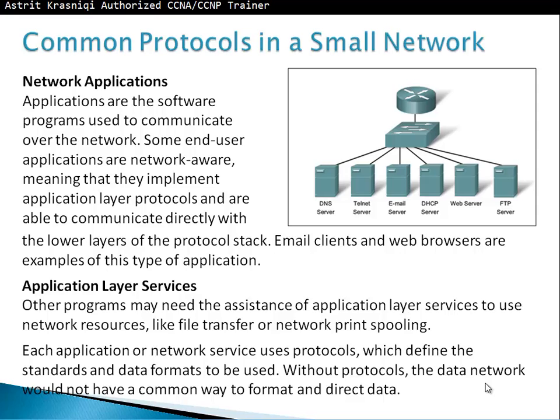Application layer services are programs that need the assistance of application layer services to use network resources, like file transfer or network print spooling. Each application or network service uses a protocol which defines the standards and data formats to be used. Without protocols, the data network would not have a common way to format and direct the data.